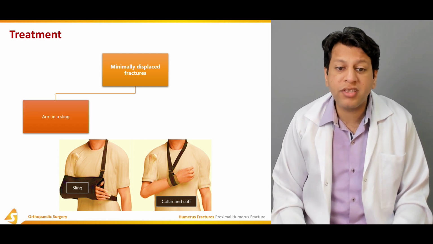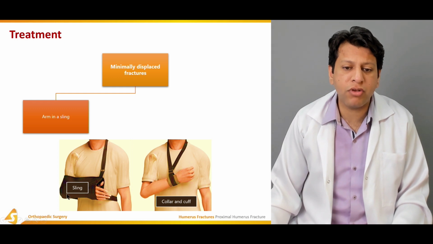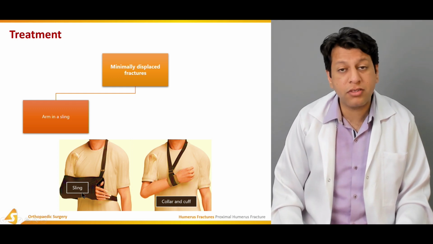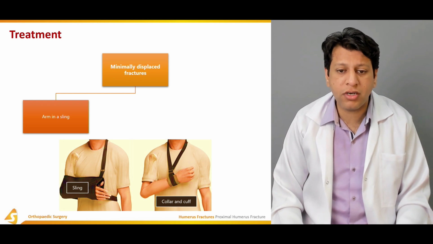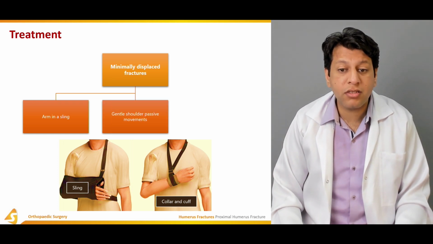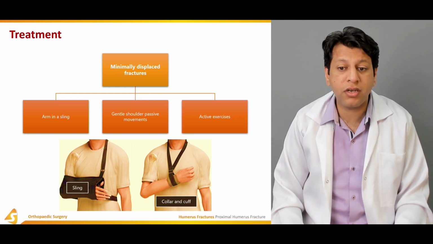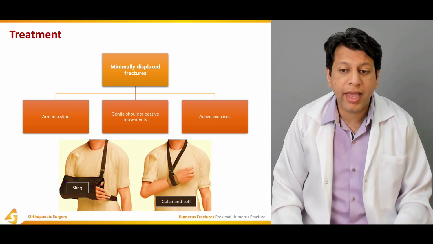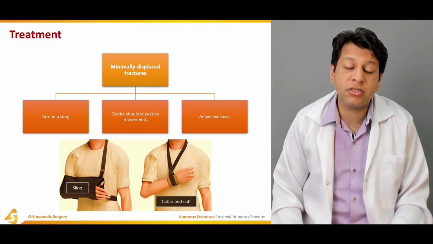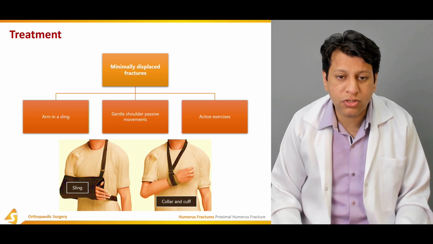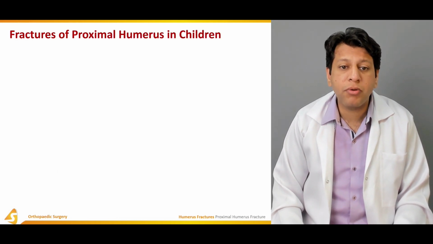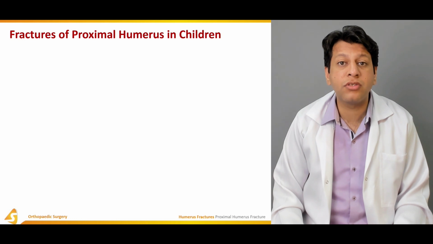The most common is the arm in a sling. As you can see, usually a polysling is given and rest is given for 4 to 6 weeks, and then gradual range of motion or rehabilitation is started. Then we have to start gentle shoulder passive movements initially in the first 2 weeks, and eventually move on to active exercise. Active and strengthening exercise is usually left until after 6 weeks when the bone is completely united.